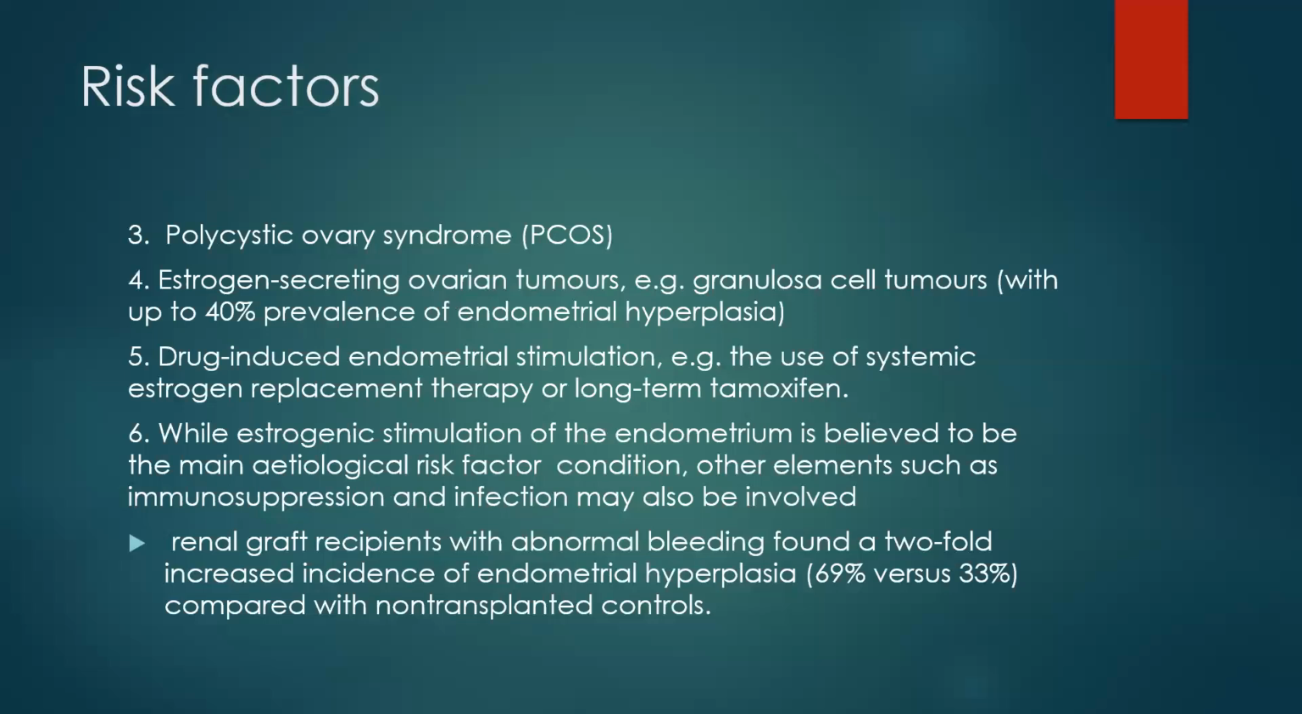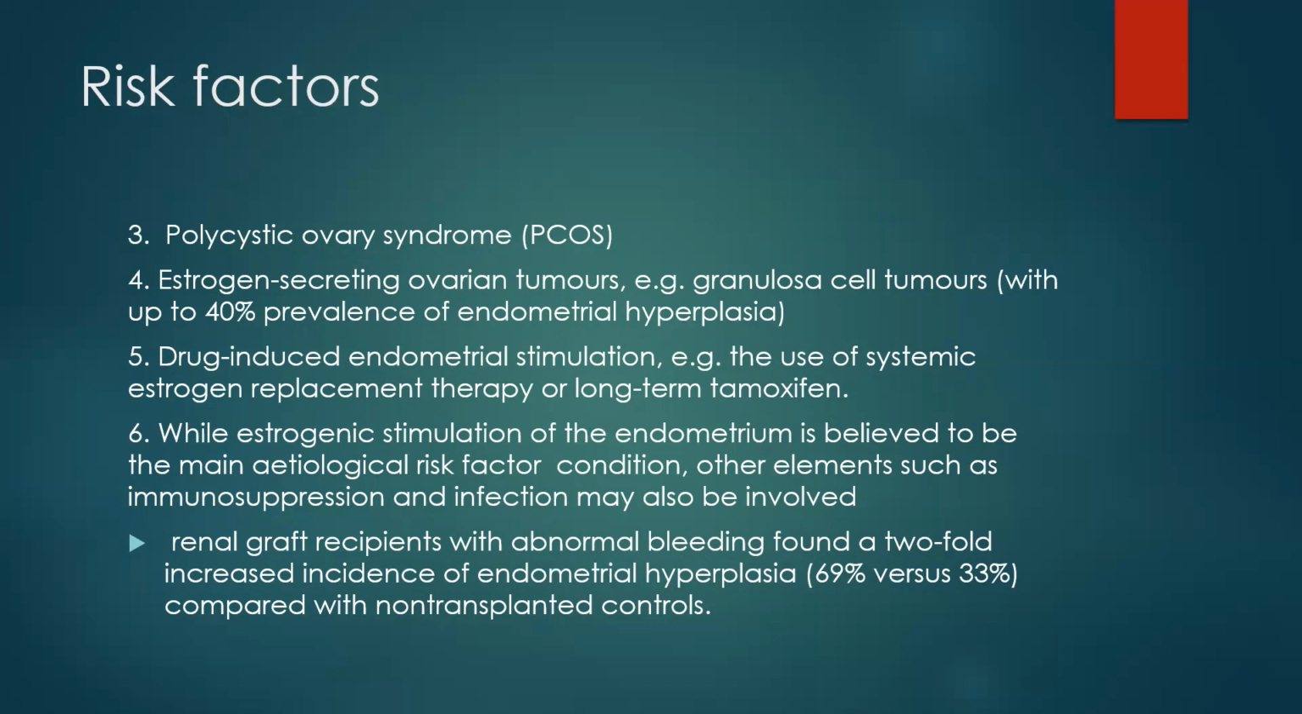Drug-induced endometrial stimulation, for example, use of systemic estrogen replacement therapy or long-term tamoxifen. While estrogenic stimulation of the endometrium is believed to be the main etiological risk factor, other elements such as immunosuppression and infection may also be involved, because mainly we say that unopposed estrogen is the main cause of endometrial hyperplasia and endometrial carcinoma.